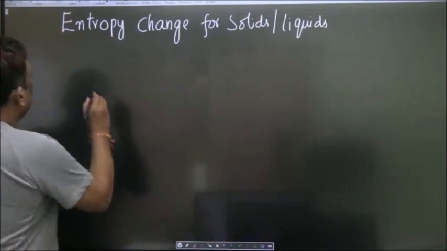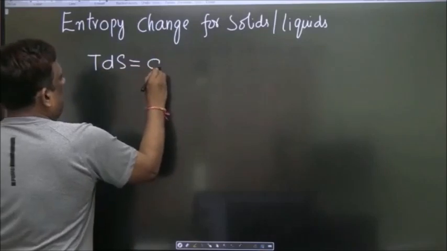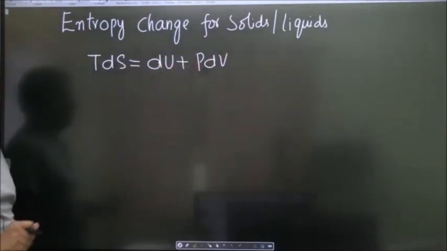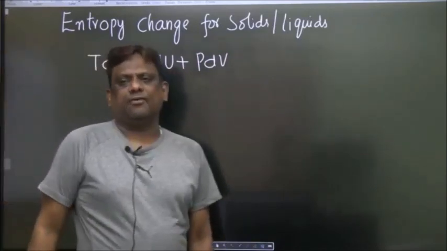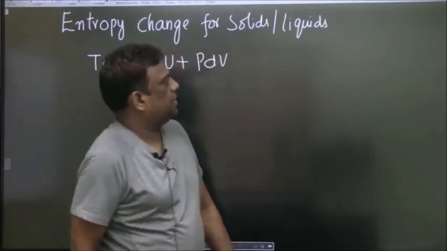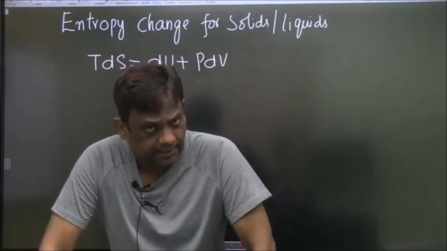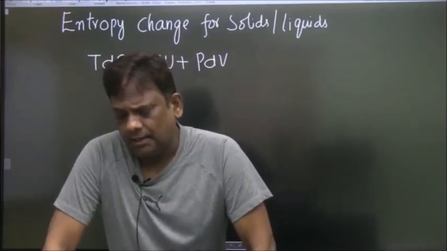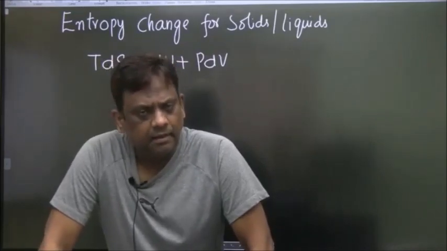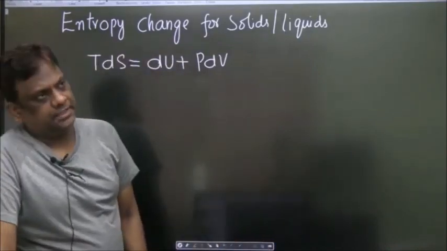We know that the powerful equations are these: TdS is equal to dU plus PdV, or TdS is equal to dH minus VdP. These are very, very powerful equations. Entropy change for solids and liquids. Already we have found it for gases, which I gave in 3 forms for ideal gases. Now let's try to find out for solids and liquids.